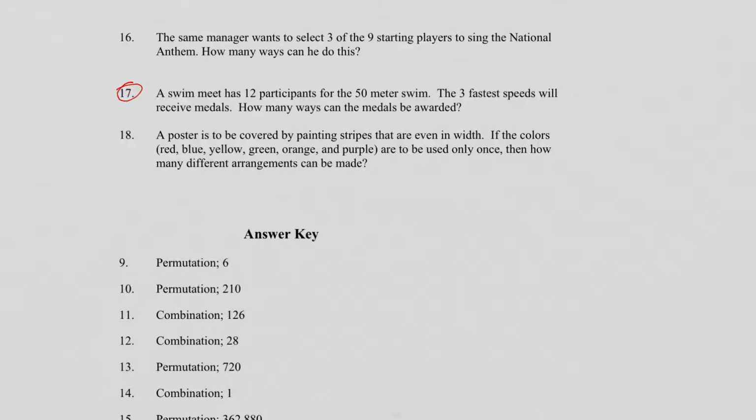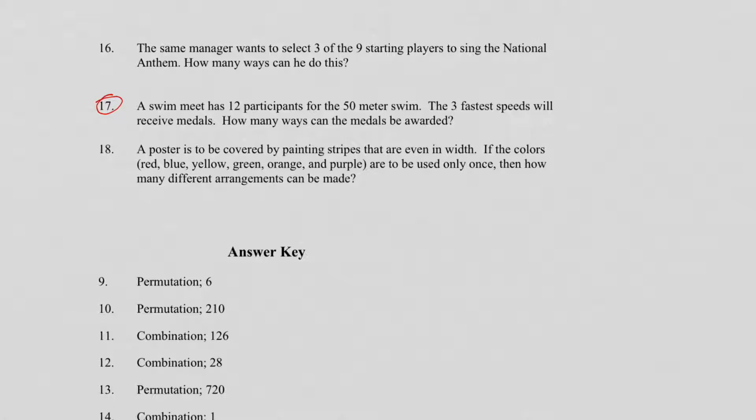So a swim meet has 12 participants for the 50-meter swim. The 3 fastest speeds will receive medals. Order definitely matters there because I want my gold, or silver, or bronze. How many ways can the medals be awarded? So order matters, so it is a permutation.